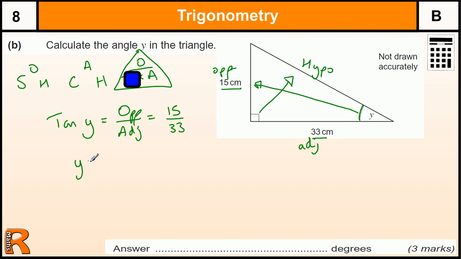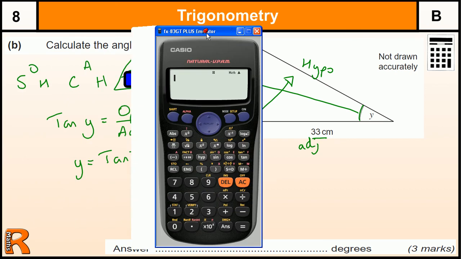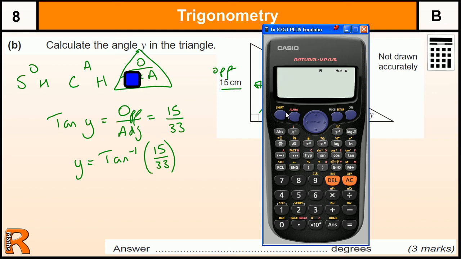Now to get back to the angle, we need to use the inverse function, which is usually written as tan to the minus 1 on calculators. So we get our calculator out, and we do shift tan to get the tan to the minus 1, bracket 15 over 33, move out of the fraction, close the bracket. Always make sure we're in degrees for GCSE.